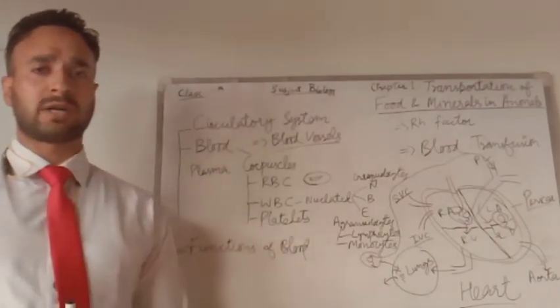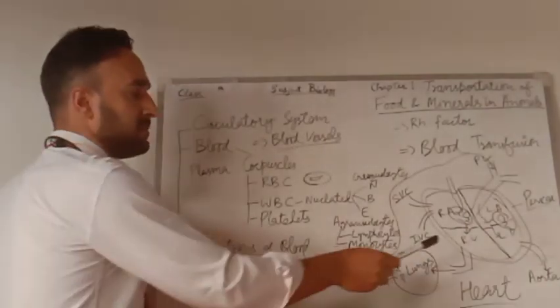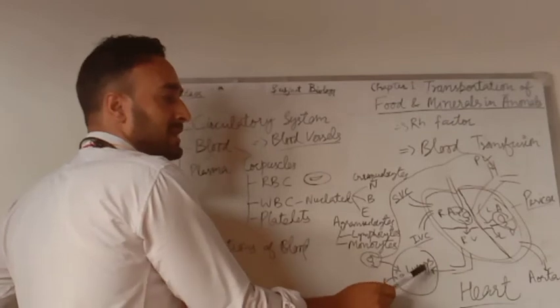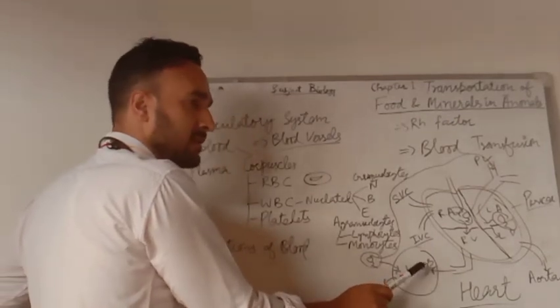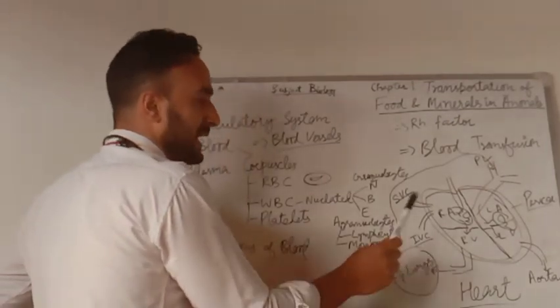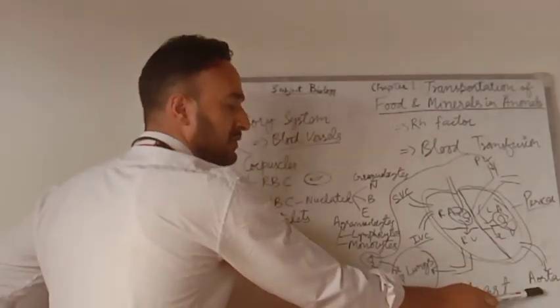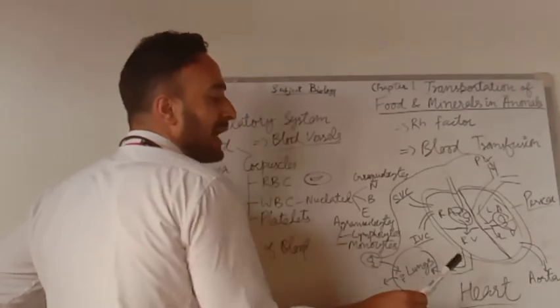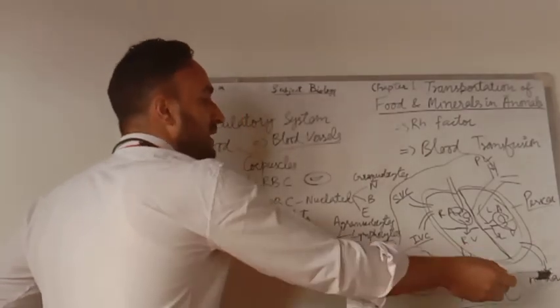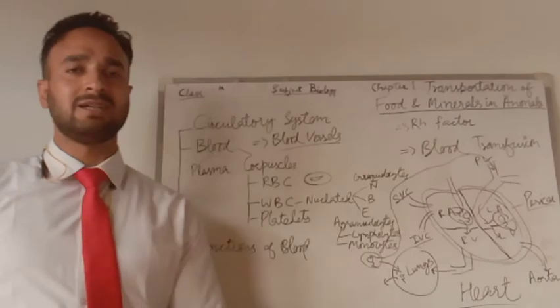Now you see there are two kinds of circulation. The first circulation is between the heart and the lungs. This is called pulmonary circulation, and another circulation is between the heart and the different body parts. That is called systemic circulation, and together the pulmonary circulation and the systemic circulation are called the double circulation.